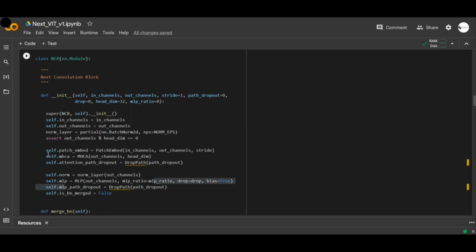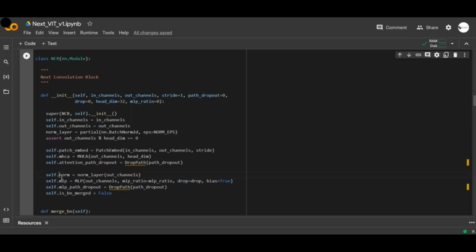We have the patch embedding, right, which we just discussed also. So this is the module that applies the convolution operations to the input image. Then we have the multi-head convolutional attention. Also, it is a mechanism that allows the model to focus on different aspects of the image input. Then we have the dropout path, which is a regularization technique that randomly drops some of the neurons during training to prevent overfitting.